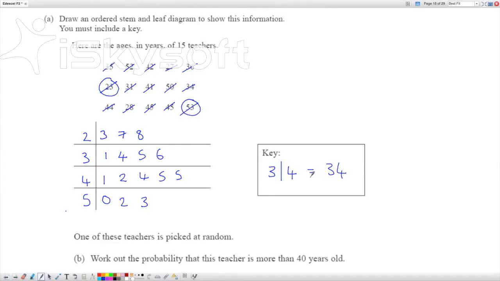We're told that one of these teachers is picked at random and asked what the probability is that this teacher is more than 40 years old. So if the teacher is more than 40, it will be here, here, here, 3, 4, 5, 6, 7, 8. So there are 8 possibilities out of a total of 15. So our probability here that the teacher is more than 40 years old is 8 over 15.